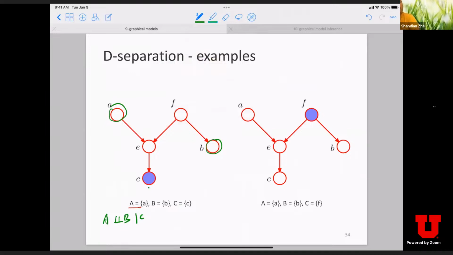We just look at every path starting from a node in A and ending at a node in B. So how many paths do we have? Just one.